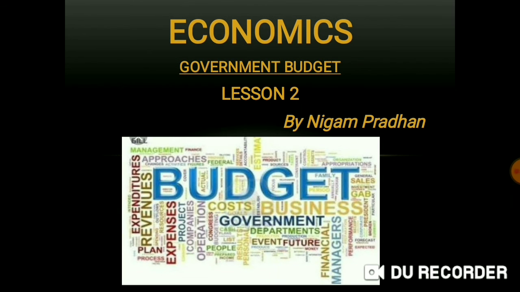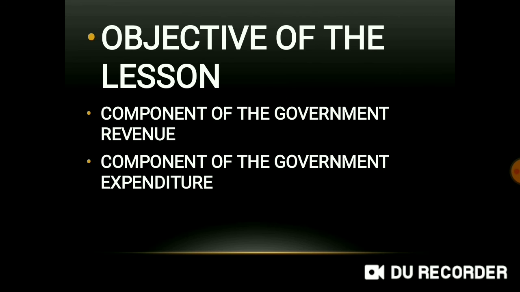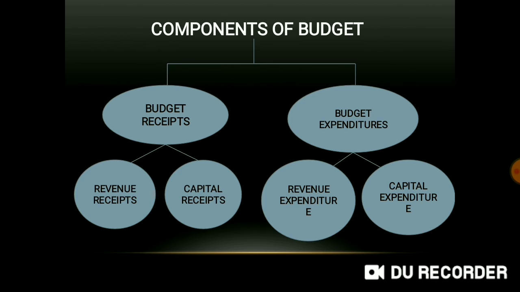In this video we will continue with the same chapter, that is government budget. But here in this video the objective is to study about the components of the government budget, that is the component of government revenue and the component of government expenditure. Now let us understand what are the different parts of the components of budget.